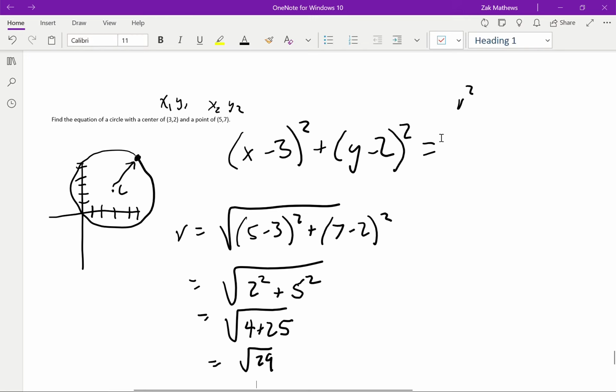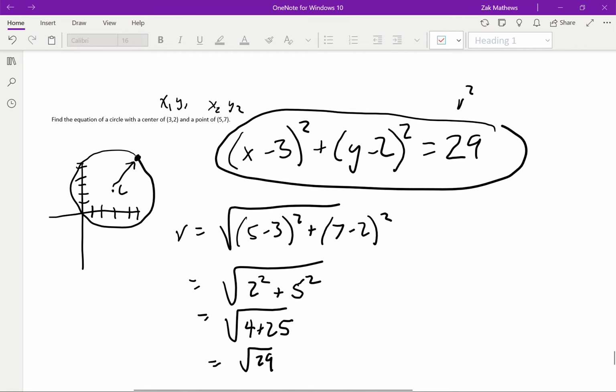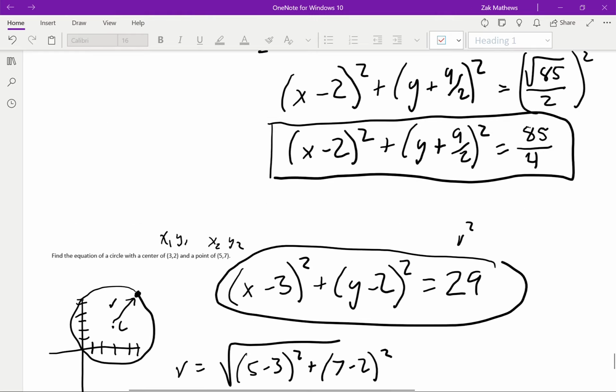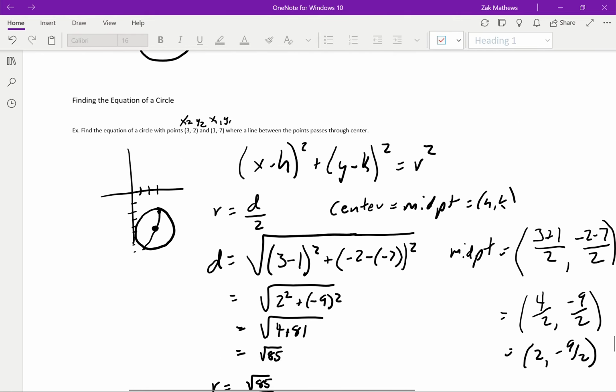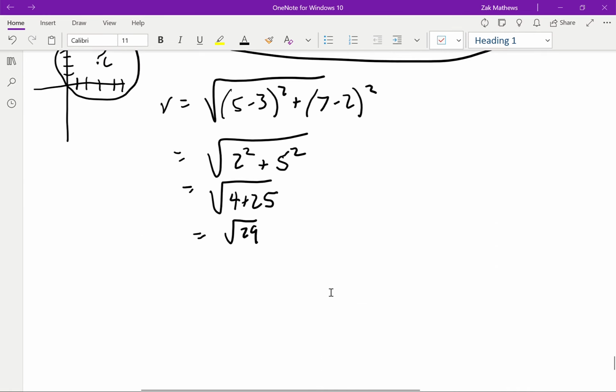But once we plug it into the r squared, we get a 29 over here on this right-hand side, and we're done. Notice we didn't have to divide by 2 this time because we had the center and another point. Well, that distance has to be the radius, not the diameter as we had in the previous case. So if you find the center first, then you wouldn't have to worry about dividing by 2. Just 2 different ways to do the problem.